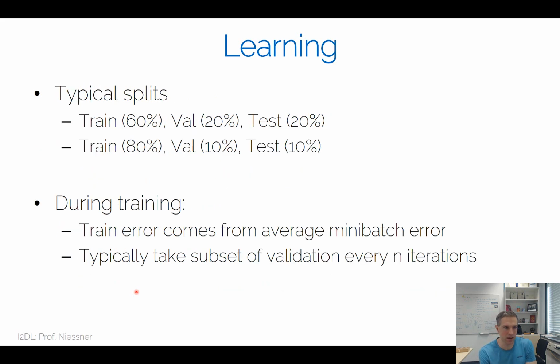Okay, so what are typical splits? In neural network land, we're going to have training at about 60% of the data, validation 20%, and test maybe 20%. Or train 80%, val 10%, and test another 10%. During the training, we're going to check our error that comes from the average of the mini-batch error. So we typically have this running average that we're tracking. We'll get to how this looks in practice in a second. And typically what we do is we take a subset of validation every n iterations.